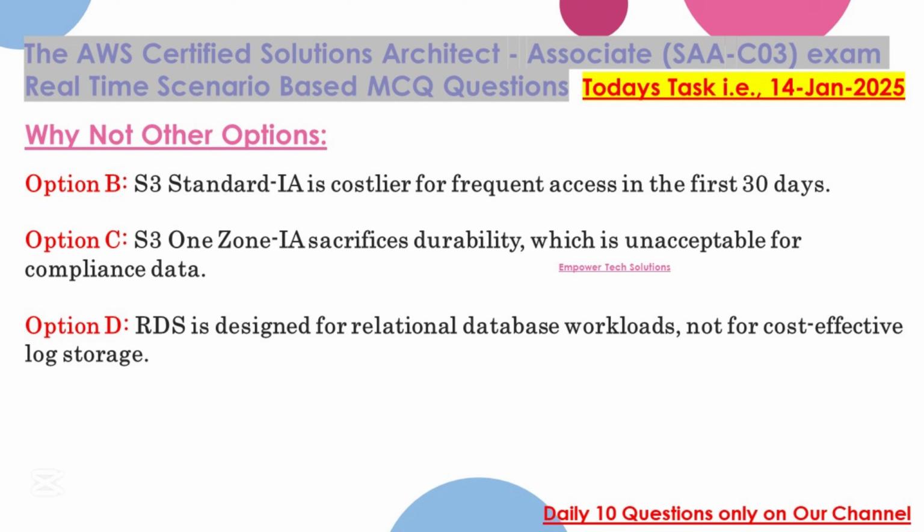Why not other options? Option B. S3 Standard IA is costlier for frequent access in the first 30 days. Option C. S3 One Zone IA sacrifices durability, which is unacceptable for compliance data. Option D. RDS is designed for relational database workloads, not for cost-effective log storage.